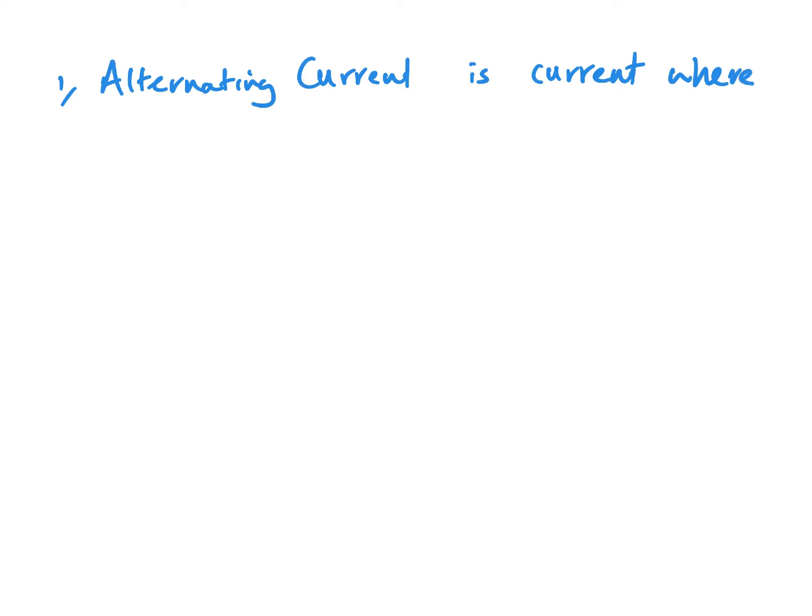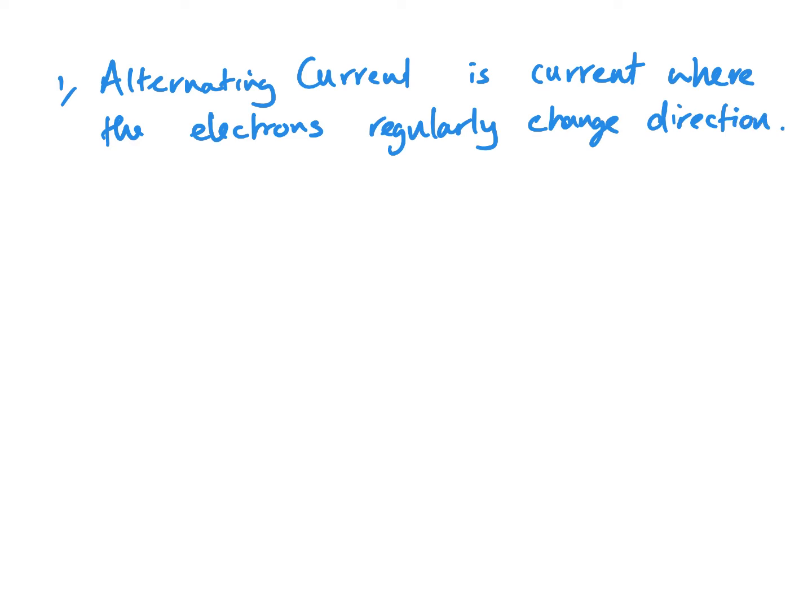So first of all, definition of alternating current. Met this in Nat 5. And the key point, most people remember the idea that electrons change direction, but you want a word like repeatedly or regularly. It's not just a kind of single change in direction. So underline that as a kind of keyword.